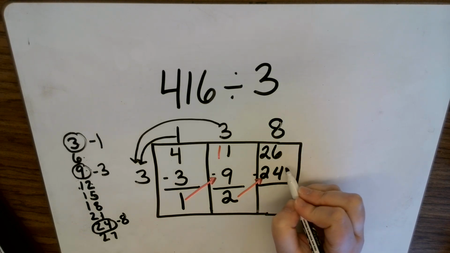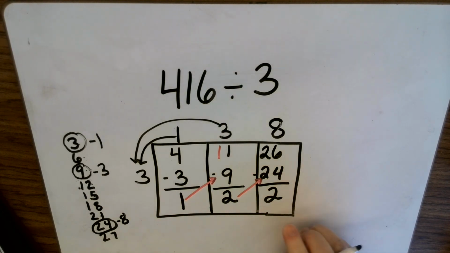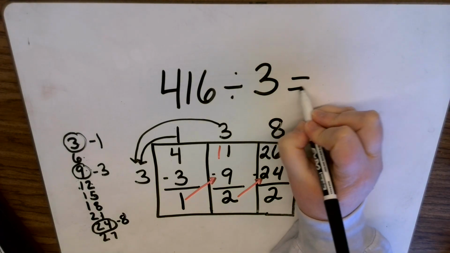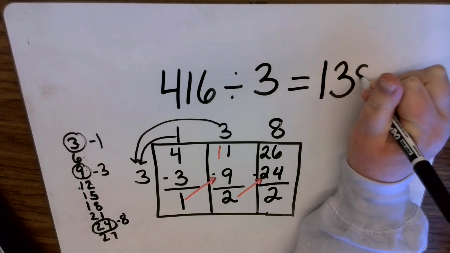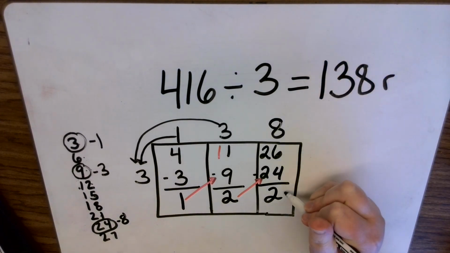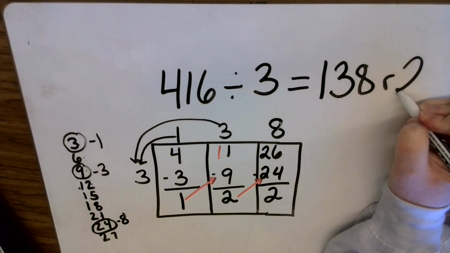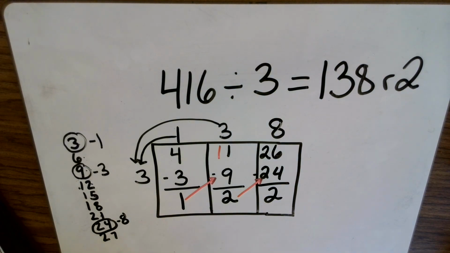Subtract 26 minus 24, and I'm left with 2. Now, this 2 is in the last box, so that is our remainder. So 416 divided by 3 is 138. Remainder, whatever's in this last box here, 2. Now, you're going to use this skill in our game today.